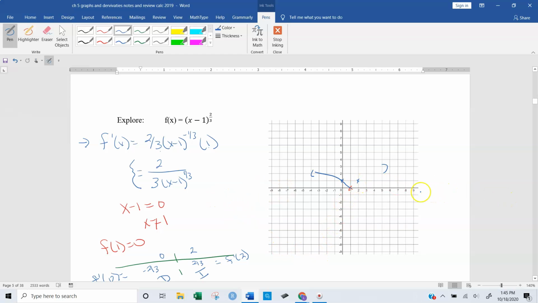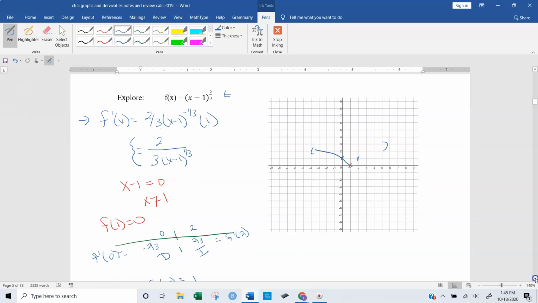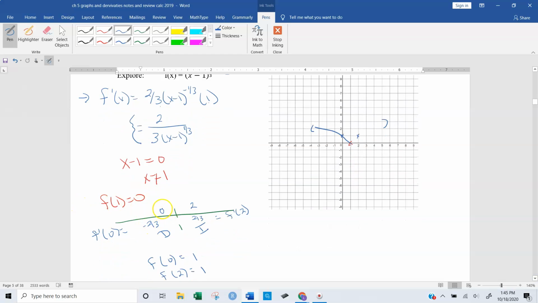So we got 1. We plug 1 into our original to see what our point is. When we plug 1 in to our original, 1 minus 1 is 0, so we get 0. So 1, 0 is our point that we're looking at. Now we've got to check something on both sides of 1. So I picked 0 and 2. We plugged them into our first derivative. You plug 0 here, negative 1 to the 1/3 is negative 1, so negative 2/3, so it's decreasing because it's negative. Plug 2 in again to the derivative, and you get 2/3, so it's positive, so it's increasing.